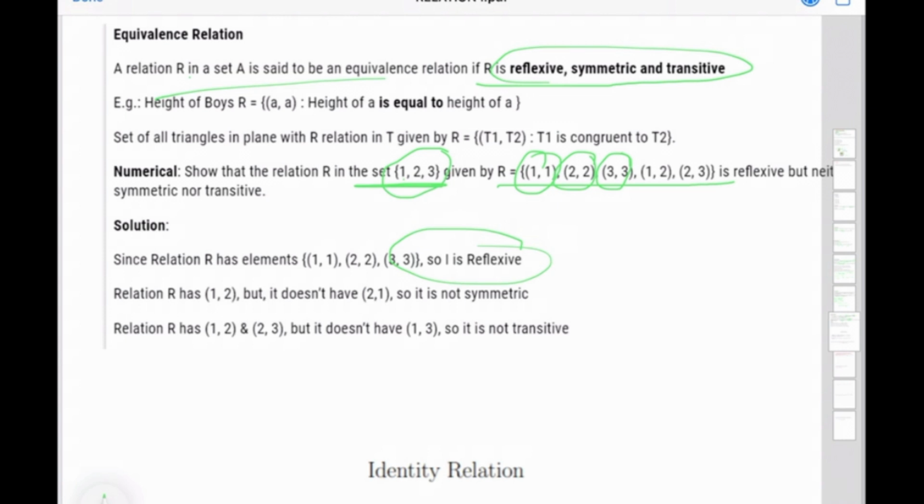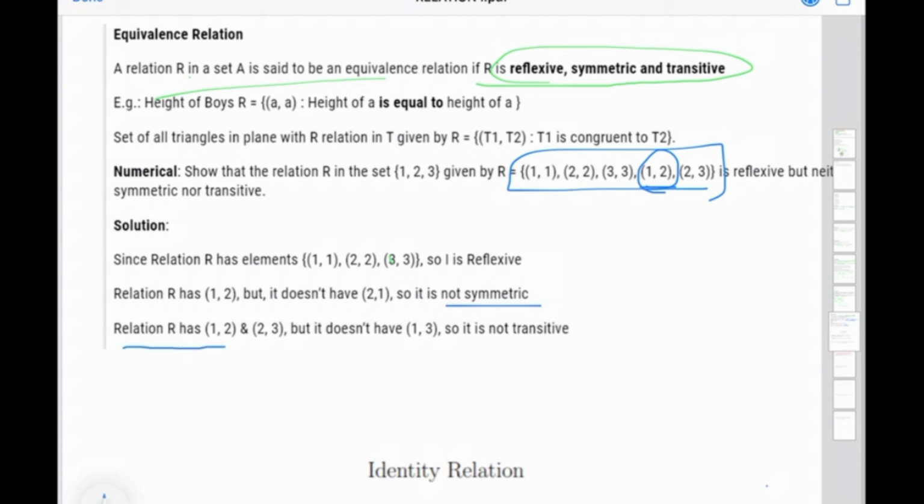Now next one, you have to check whether it is symmetric or not. For checking symmetric, you can see (1, 2) is there, but is (2, 1) there? No, (2, 1) is not there. So that means it is not symmetric, and you can check it for others also. (2, 3) is there, but (3, 2) is not there, so it is not symmetric.